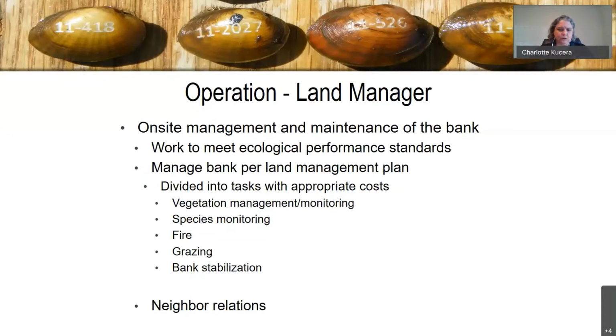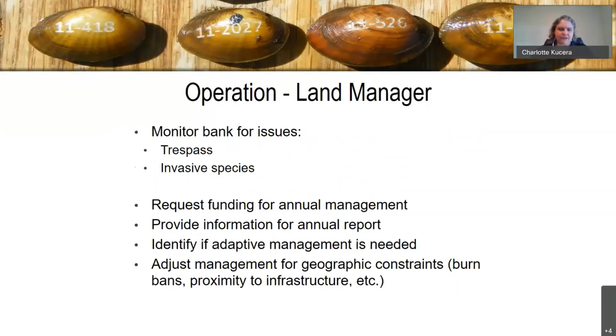They're also responsible for maintaining a relationship with the neighbors to the bank property. They monitor the bank for issues such as trespass or invasive species. They're going to request funding for the annual management, provide information for the annual report. They're going to identify if adaptive management is needed. That is, if something's not working and needs corrective action, they're going to identify what that is, why it's not working, and what a possible alternative would be. And they can adjust management for geographic constraints. That is, oftentimes there could be burn bans, and so prescribed fire is not appropriate. They may need to adjust that management due to proximity to infrastructure or other issues that may arise during the life of the bank.